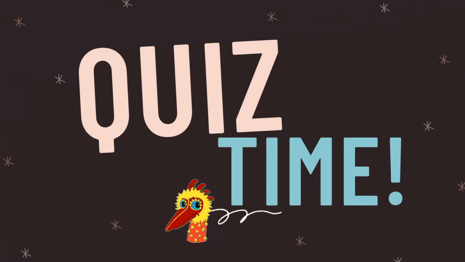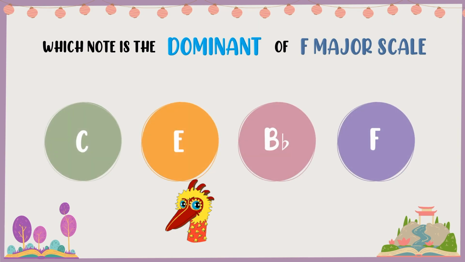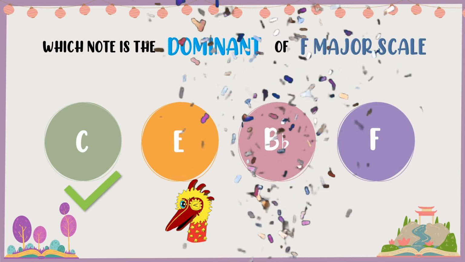Quiz time. Which note is the dominant of F major scale? If you remembered, dominant is the fifth note of the scale. Let's count. F, G, A, B, C. C is the fifth note of the F major scale. The first answer, C, is correct.